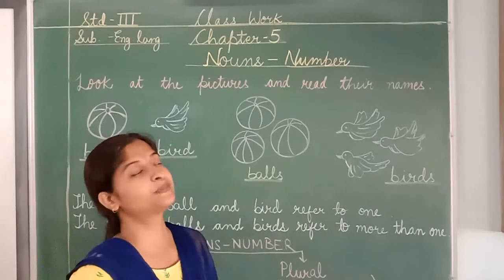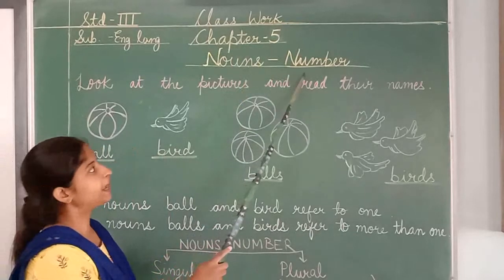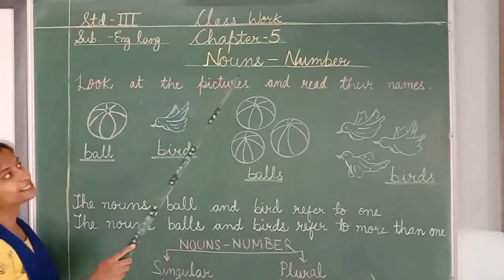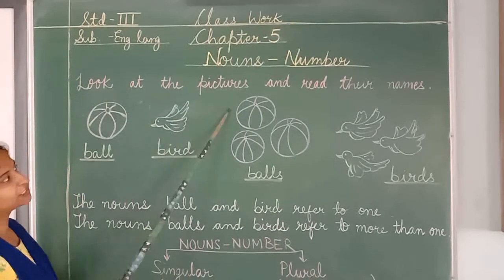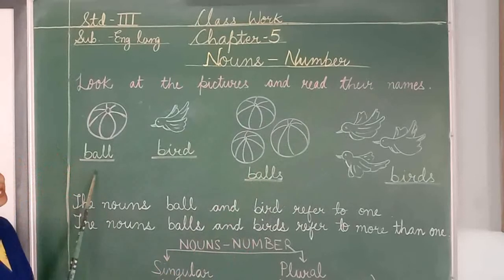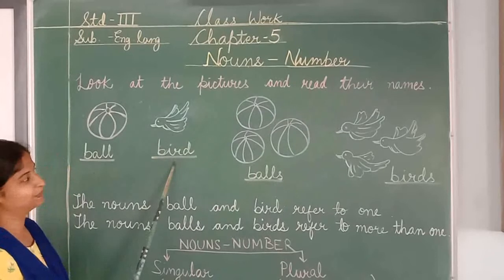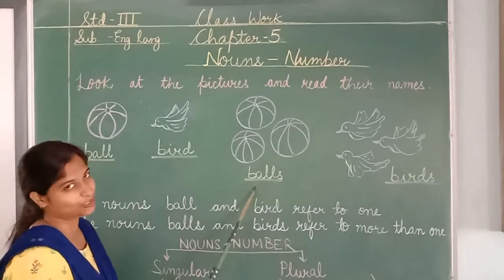Students, I am going to begin chapter 5, Nouns, Number. To understand about nouns, number, look at the pictures and read their names. What is this? Wall. What is this? Bird. What are these? Walls.